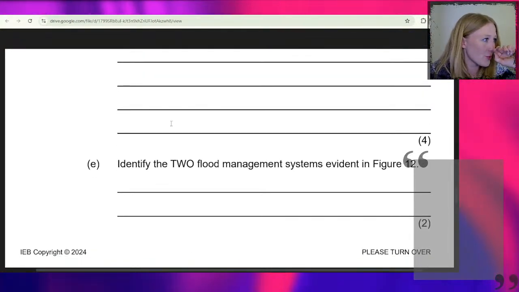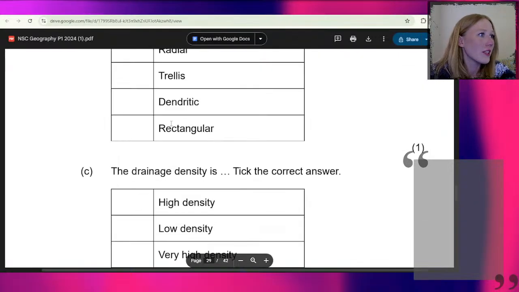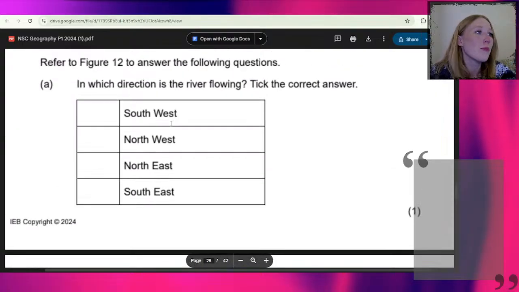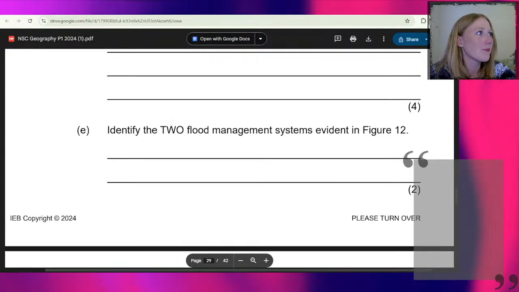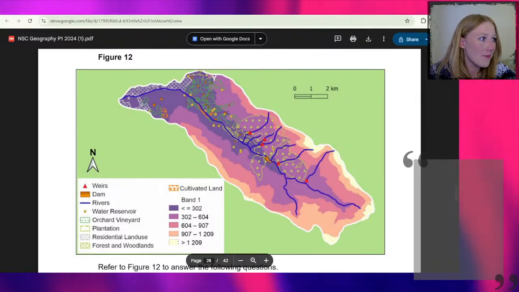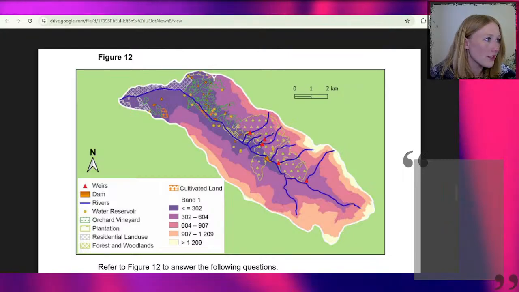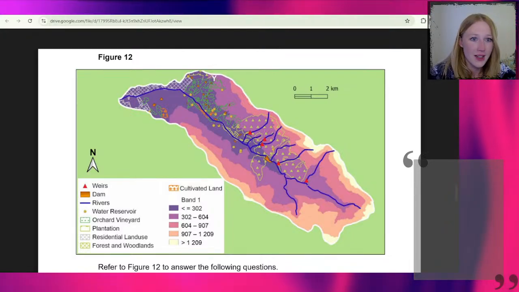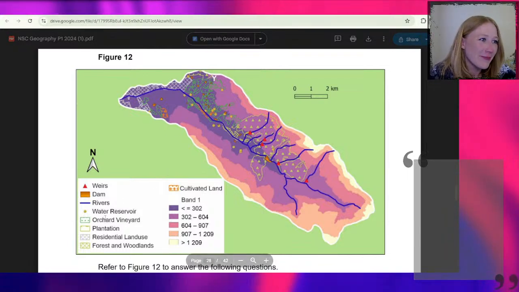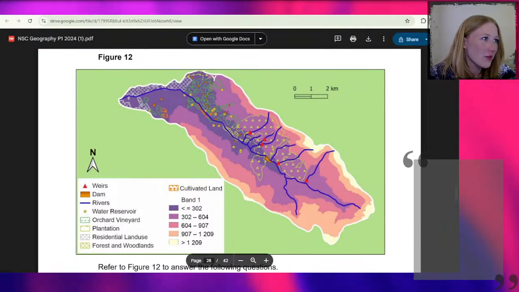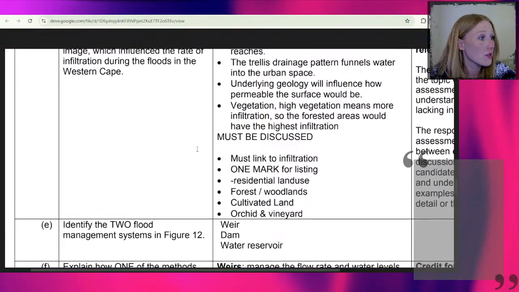Identify two flood management systems evident. So those are the two that we actually noticed earlier. The dam that's there that can control the flow of the river, and the weirs over here. I don't know if I'm pronouncing that correctly. Not the reservoirs. Okay, those two. Oh, they did accept reservoirs as well. Okay, cool.